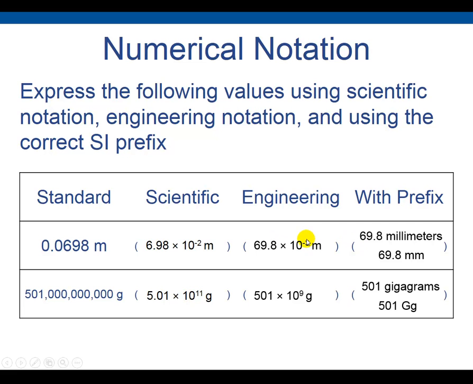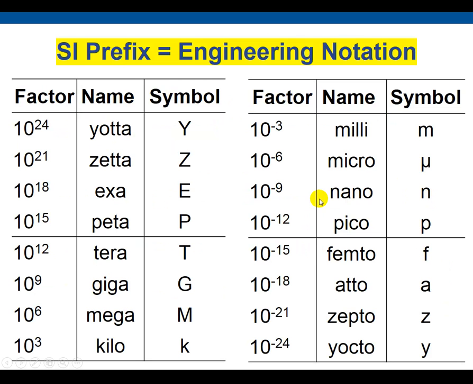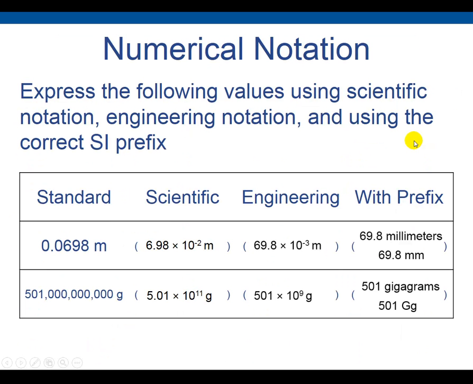If we convert this into engineering notation, we can easily convert it into an SI prefix. If we go back to the previous slide, 10 to the negative 3 is milli, the small m. So 69.8 millimeters. It's a short version.